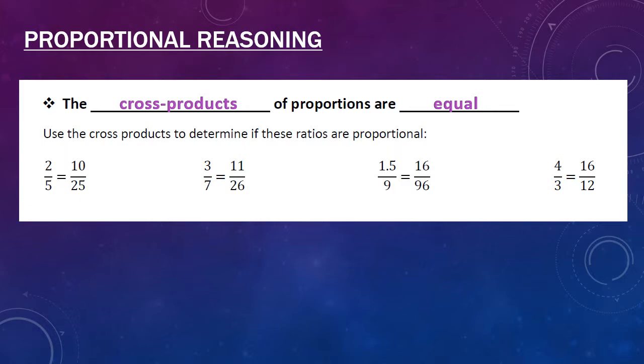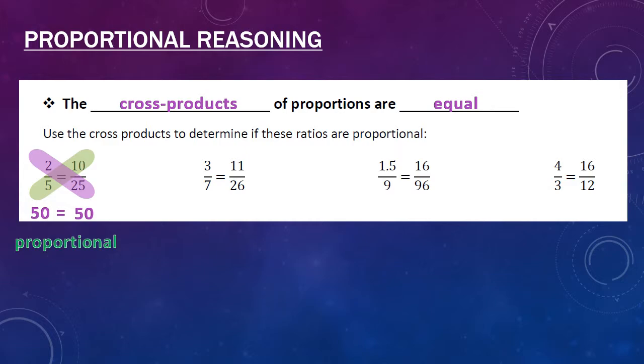What we mean is when you multiply diagonally, the answers that you get should be the same. So look at this first example. If I take 5 times 10, I get 50. If I take 2 times 25, I also get 50. So because I get 50 when I multiply both times, then I know that 2/5 and 10/25 are proportional.